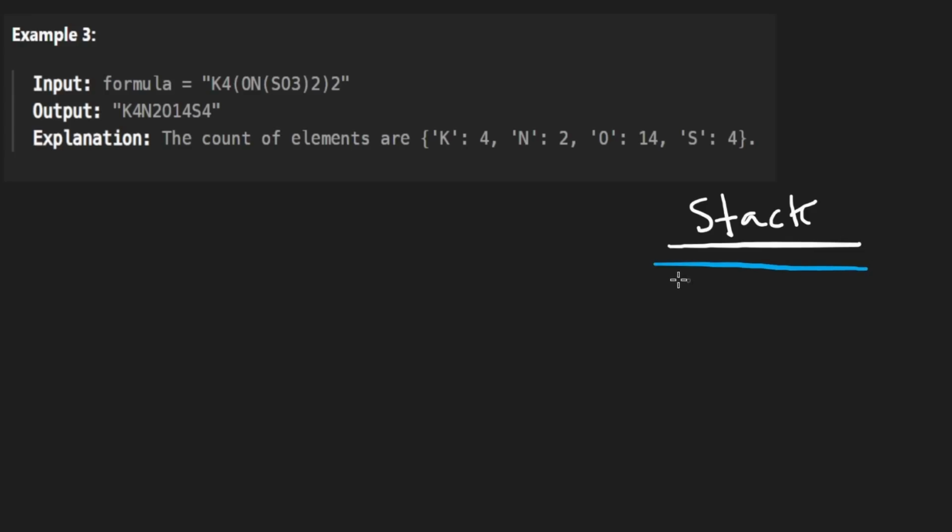In my map over here, this is the first map I'm adding to the stack, and I'm going to keep it small because right after that, there's going to be an open parenthesis. So I'm going to have K has a count of 4. That's my hash map right there.